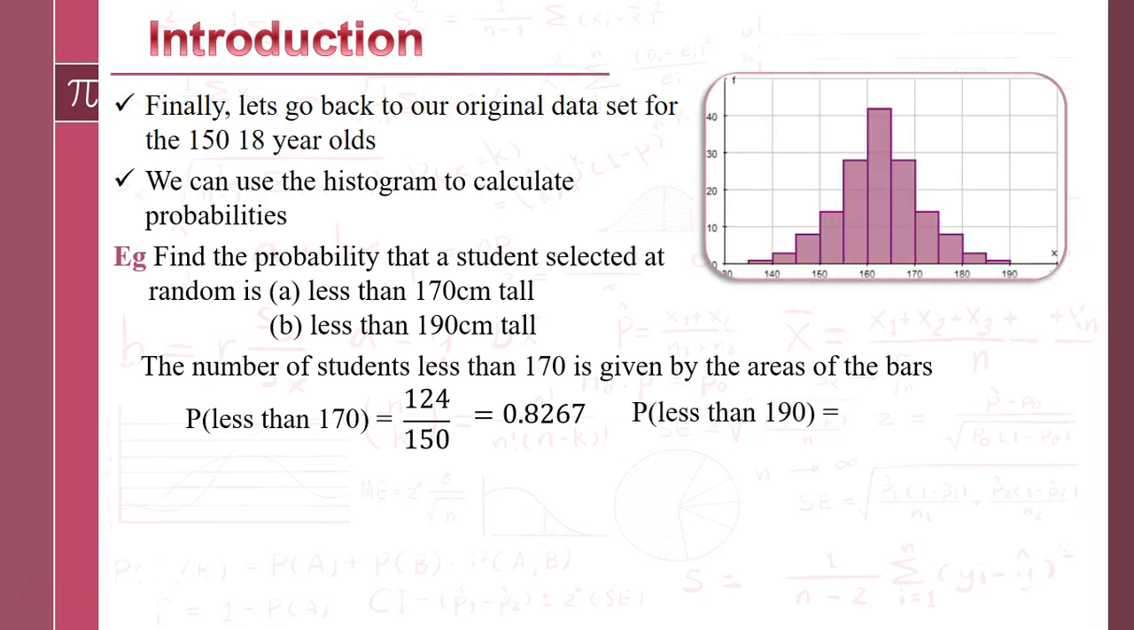If we wanted less than 190, that one's very straightforward, and the reason I'm using this is just to indicate that we've got the entire area of all the bars there, all less than 190, so the probability of having somebody less than 190 is just 1.